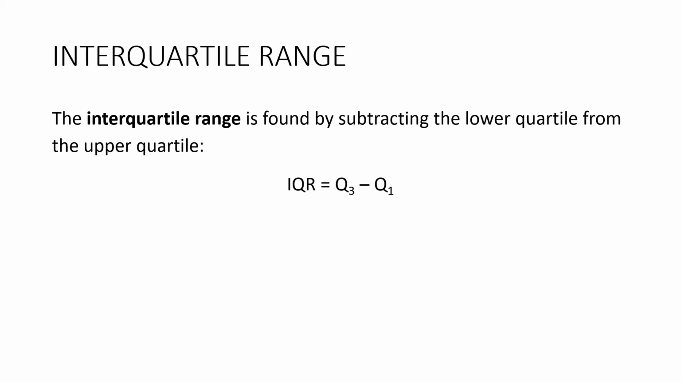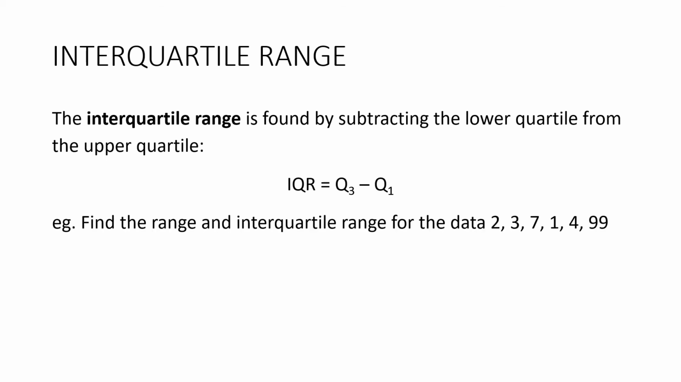The interquartile range is found by subtracting the lower quartile from the upper quartile. Let's find the range and interquartile range for this data set 2, 3, 7, 1, 4, 99. We worked out the range before. It's 99 take away 1, which is 98.